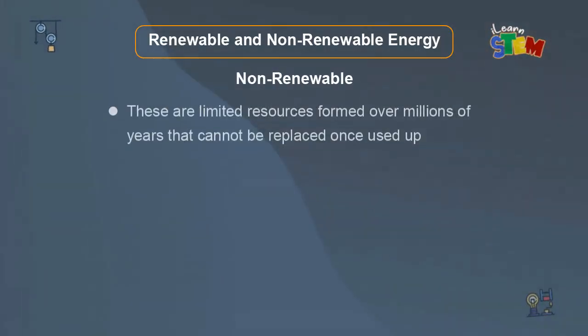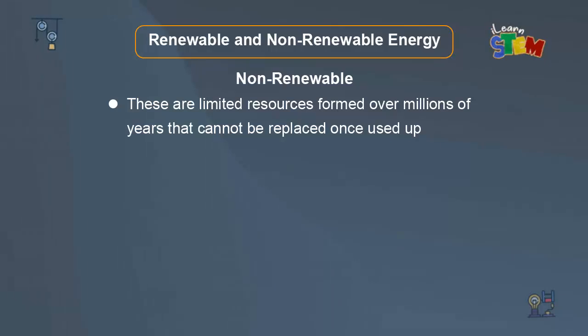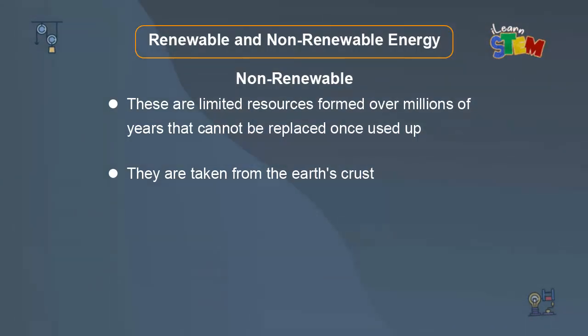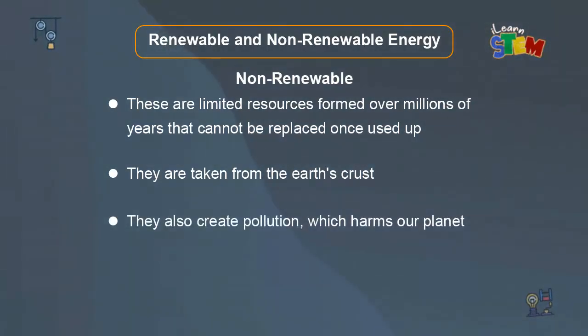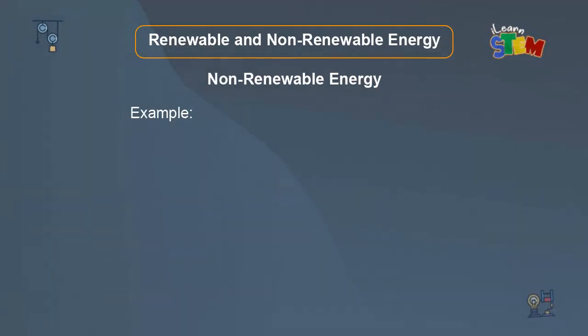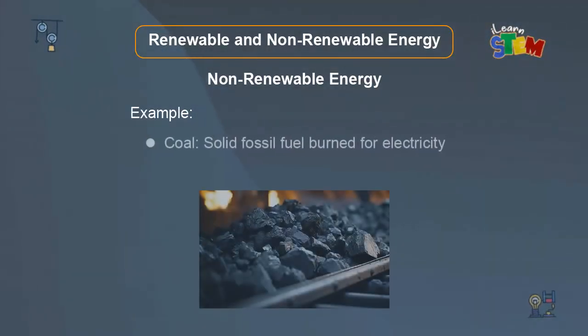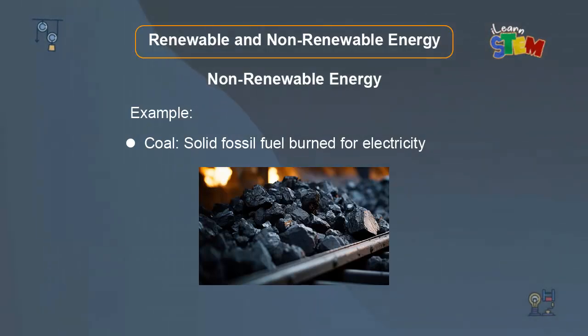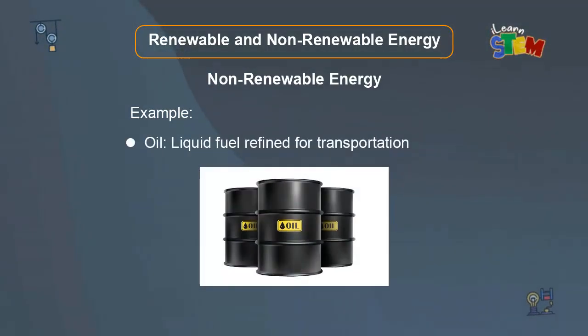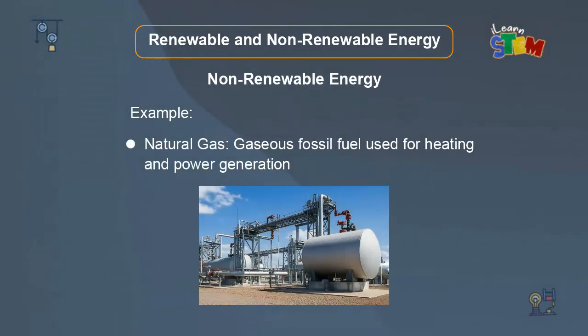Non-renewable energy. These are limited resources formed over millions of years that cannot be replaced once used up. They are taken from the Earth's crust. They also create pollution, which harms our planet. Examples of this non-renewable energy are: coal, solid fossil fuel burned for electricity. Oil, liquid fuel refined for transportation. Natural gas, gaseous fossil fuel used for heating and power generation.